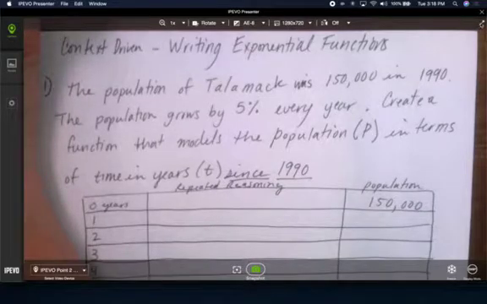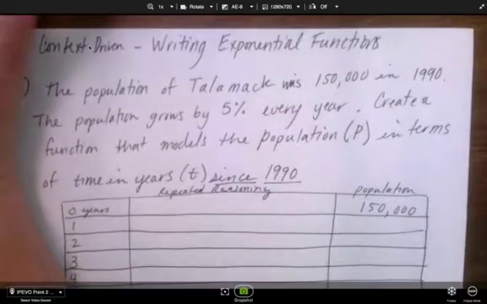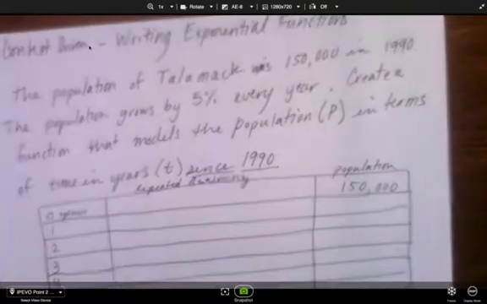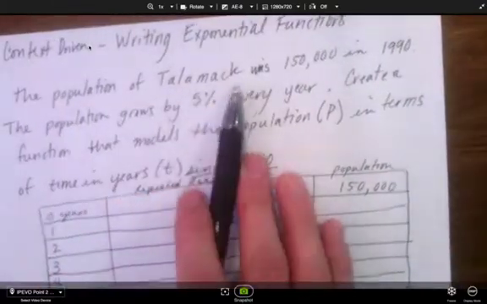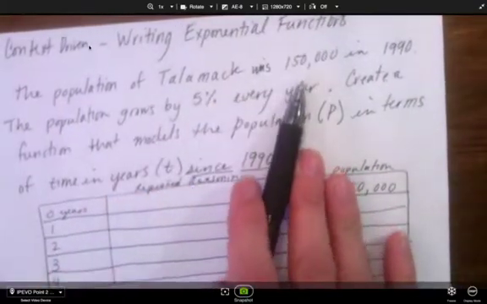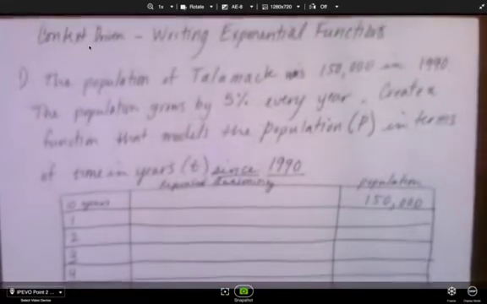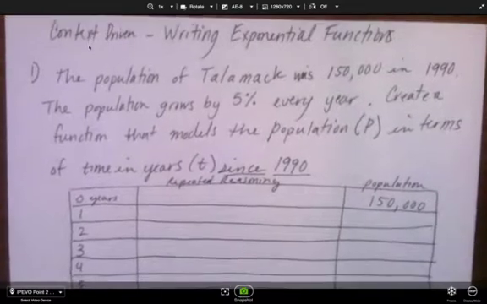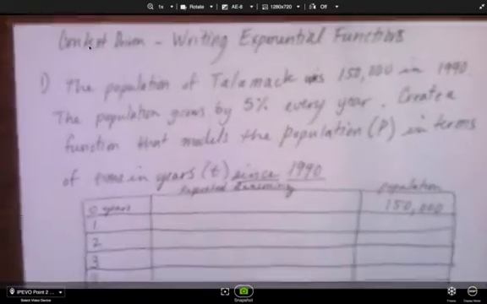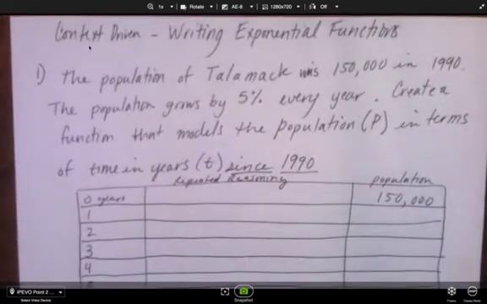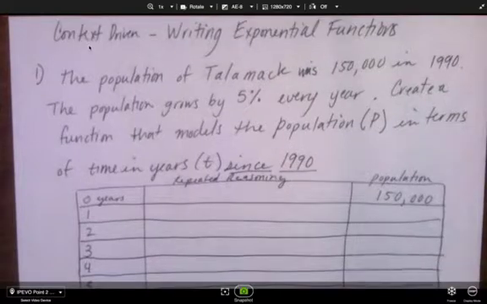Here's this particular scenario. I made this town up. Can you tell? The population of Talmac was 150,000 in 1990, okay? The population grows by 5% every year, okay? Create a function that models the population, P, in terms of time in years, T, since 1990.